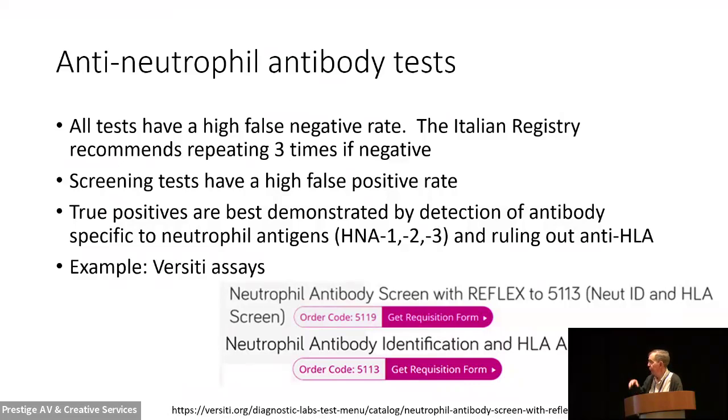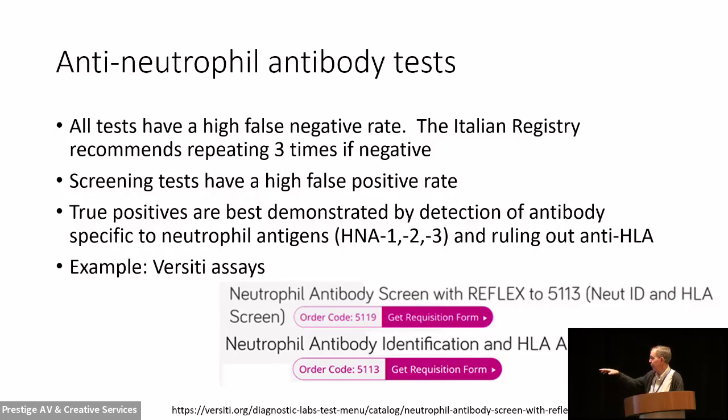antibody, which is best demonstrated not by a screening test, but by detection of antibodies specific to a protein on the neutrophil. These are labeled HNA, for human neutrophil antigen 1, 2, or 3, and ruling out something called HLA antibody, which is fairly common. And maybe Dr. Myers can explain why little boys can have anti-HLA antibody. I don't understand it, but it happens.